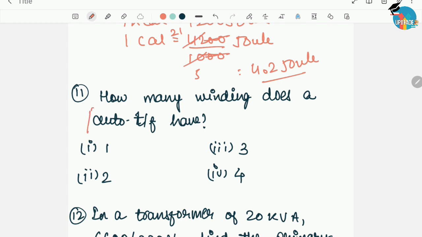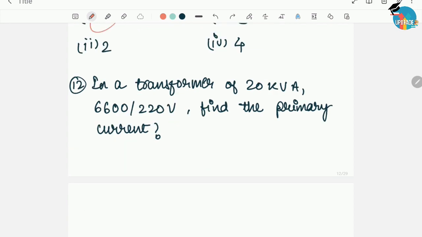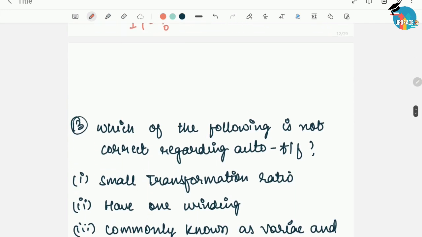So the number of windings in the auto transformer is always 1. The next question asked was related to the transformer of 220 kVA. The primary voltage given was 6600, and the secondary voltage was 220 volt. In this we have to find the primary current. So this transformer-based numerical was asked.